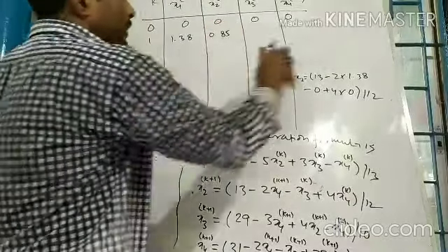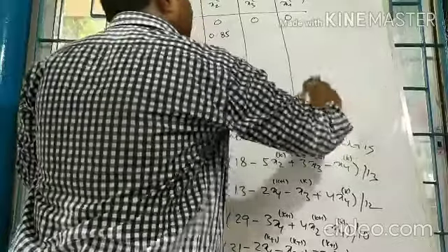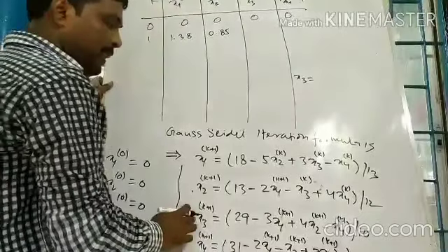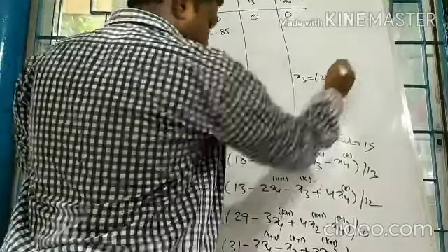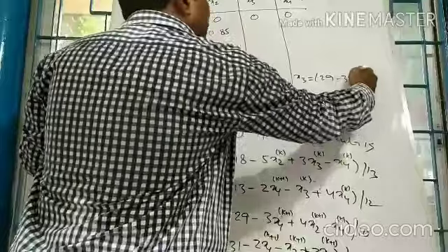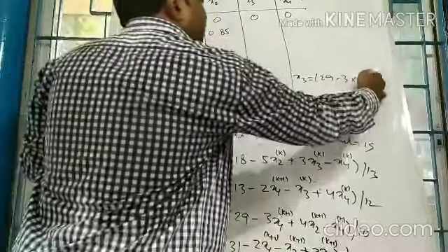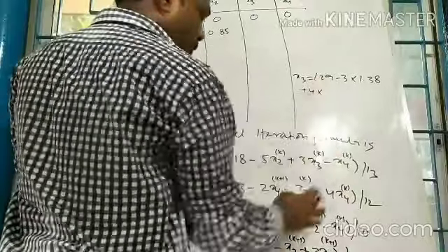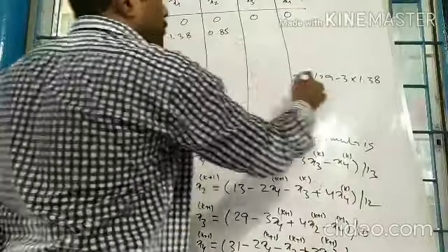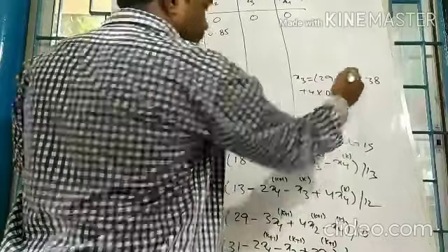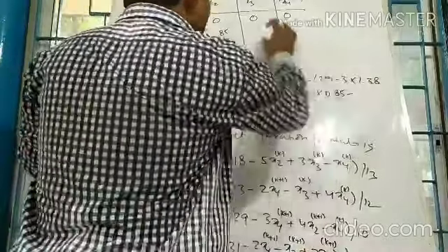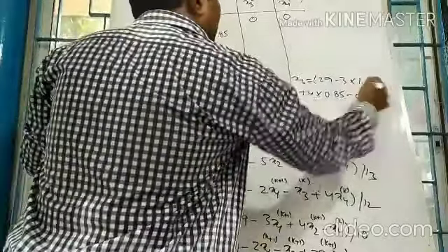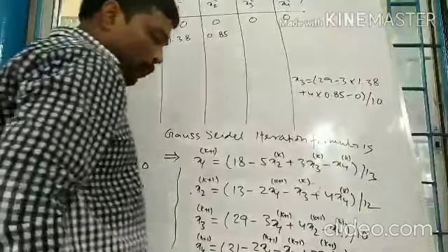Then calculate x3. From the third equation, x3 equals 29 minus 3 into present iterative value of x1, that is 1.38, plus 4 into present iterative value of x2, that is 0.85, minus x4. x4 is 0, the previous iterative value of x4 is 0, divided by 10. And simplify, this is 2.83.